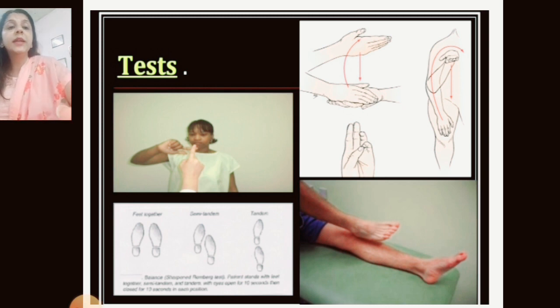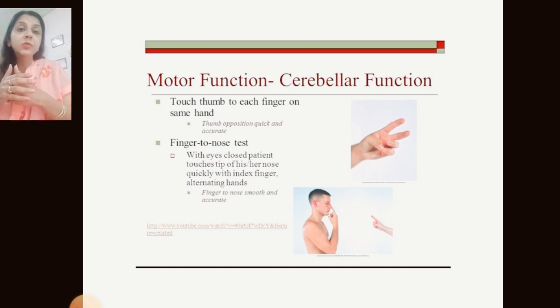Next motor function test is touching the thumb to each finger of the same hand. The patient touches the thumb to the little finger, ring finger, middle finger and index finger, and we check whether the thumb opposition is quick and accurate, or whether there is any incoordination. Secondly, the finger to nose test: with eyes closed, the patient quickly touches the tip of his or her nose with the index finger, or with alternating hands, giving targets. While this action is performed, the therapist observes the movement, whether it is coordinated or dysmetric, either hypometric or hypermetric.